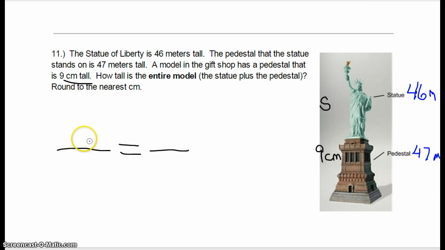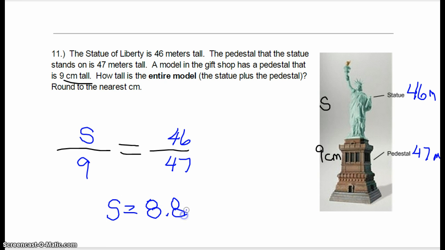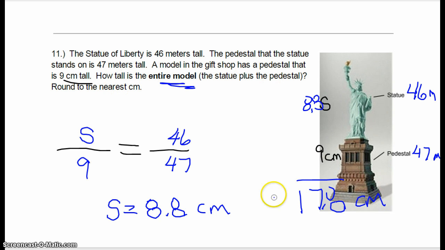So I could take the ratio of the statue to the pedestal, and the statue to the pedestal. Solve this. When I solve, I find that the statue is 8.8 centimeters. And since I asked you the height of the entire model, 9 plus 8.8 gives you a total of 17.8 centimeters. Since we're rounding to the nearest centimeter, 18 centimeters is our answer.